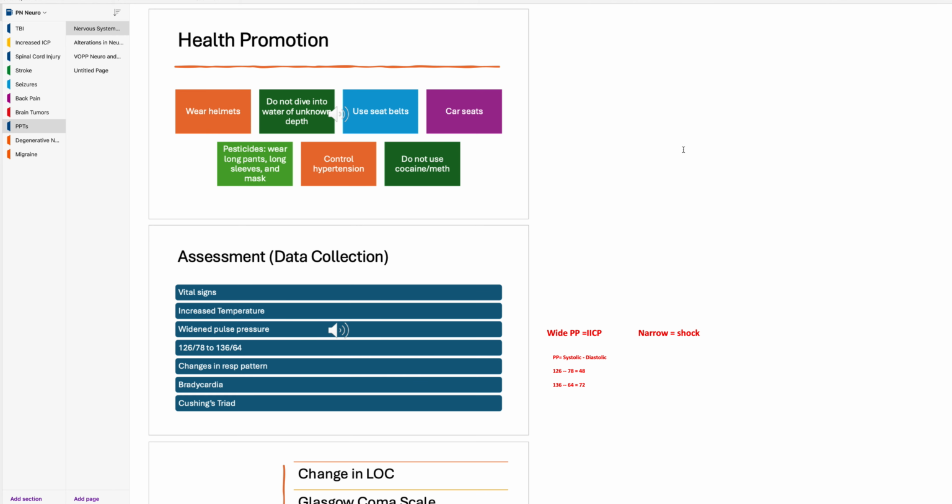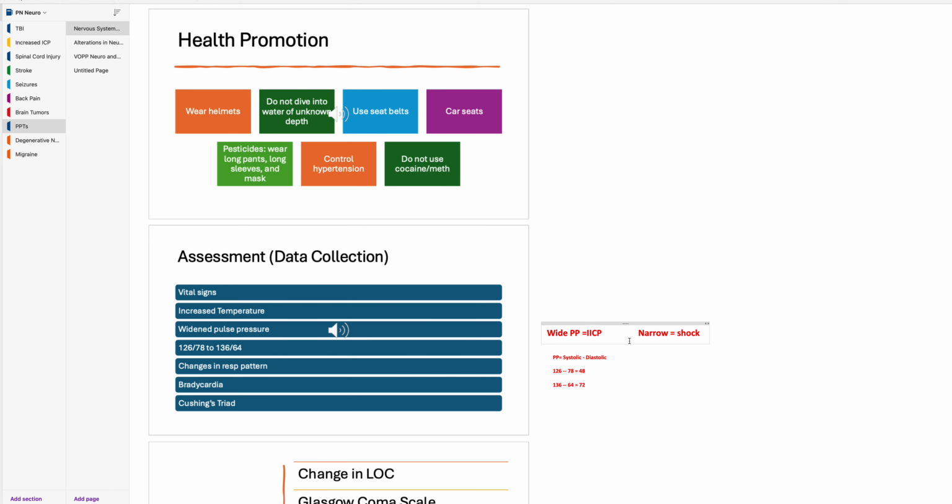The first sign of increased intracranial pressure is going to be a change in the LOC, but the blood pressure pulse pressure may widen. So the pulse pressure is the difference between the systolic and diastolic pressure. So if you look here, a wide pulse pressure equals increased intracranial pressure. And this is a late sign, okay? This is a circling the drain late sign, okay? If they have a narrow pulse pressure, that's shock.